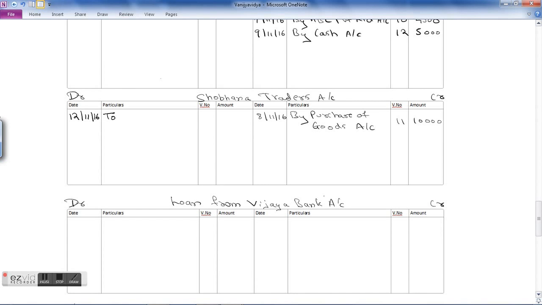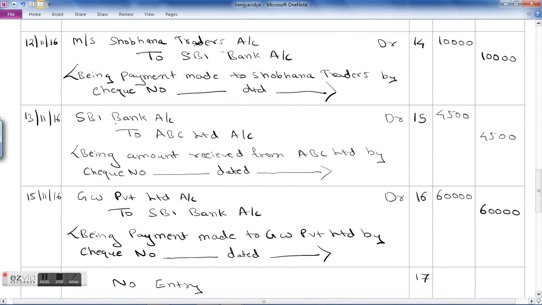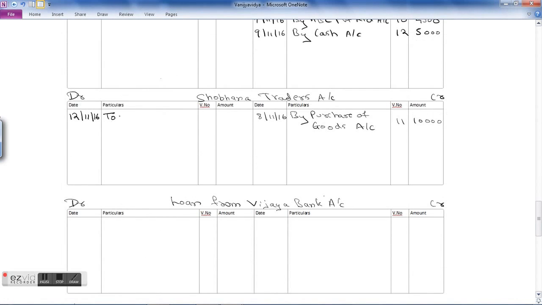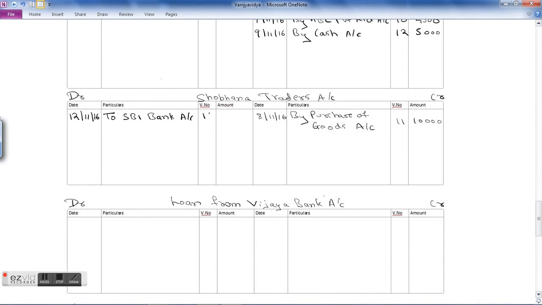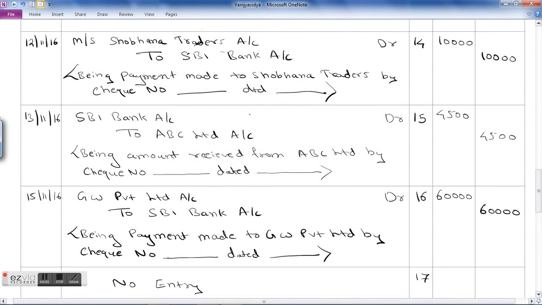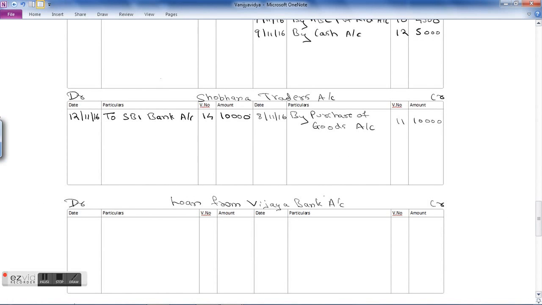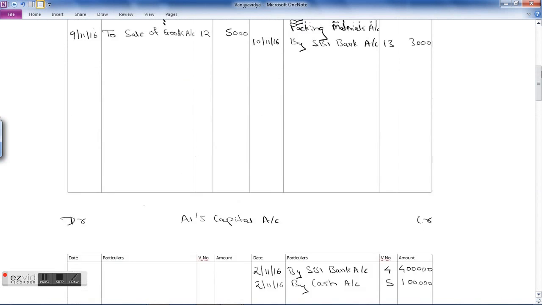2016 to SBI bank account, and then voucher number is 14, amount is 10,000. Okay, next effect to SBI bank account, so we'll go back to SBI bank account.